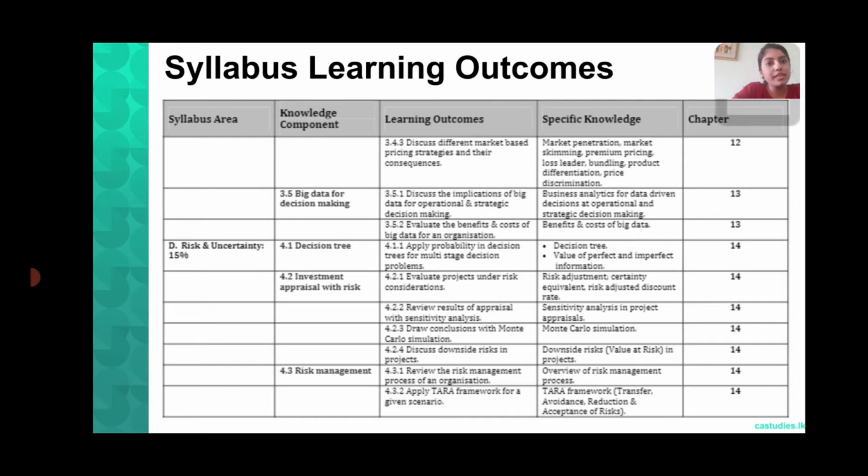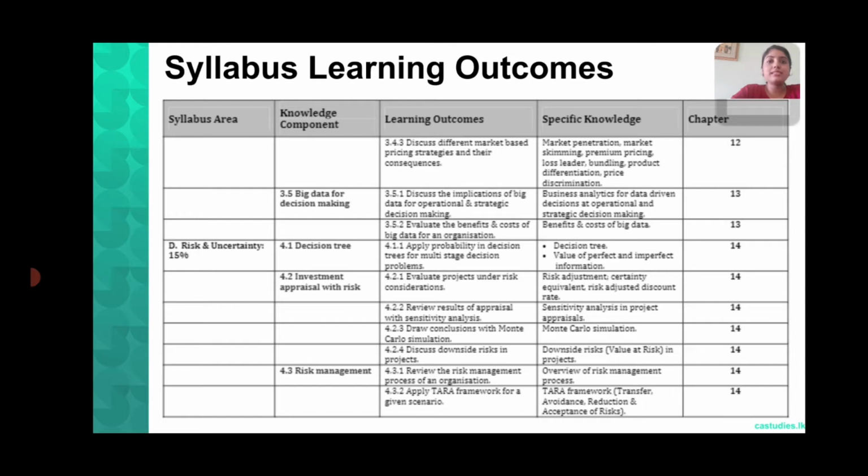So decision tree, they want you to apply probabilities in a decision tree, and then for investment appraisal, they want you to evaluate projects under risk consideration, review such results and then draw conclusions. And then under risk management, they want you to assess the risk management process of an organization and then apply the TARA framework. Yeah, it's a very interesting framework for assessing risks. So all of these learning outcomes are covered under chapter 14.